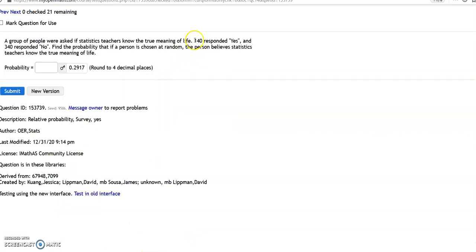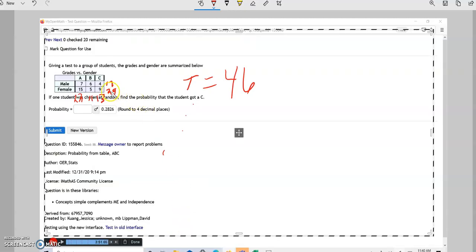This one's real easy. All you do is divide 140 by 340. Okay, sometimes they do you a favor and total everything for you, and sometimes they don't. This time they did not. So I suggest every time you come up with a chart that doesn't have totals, you just do it yourself. That's the first thing you want to do.